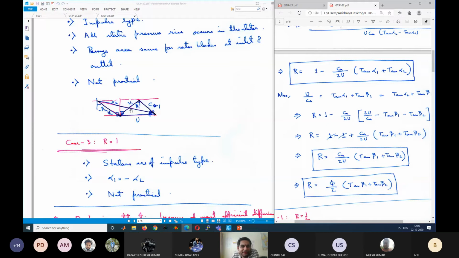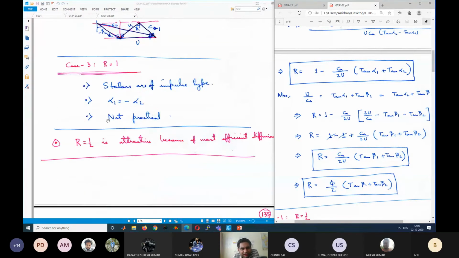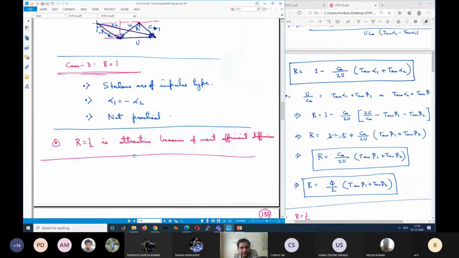C1 and C2 will remain equal. No change in C1 and C2. Only change occurs in V1 and V2, and there is a huge change, which is not practical. So ultimately the conclusion from this discussion about degree of reaction is that R equal to half is most attractive because of most efficient diffusion, because diffusion is equally divided between the two parts.